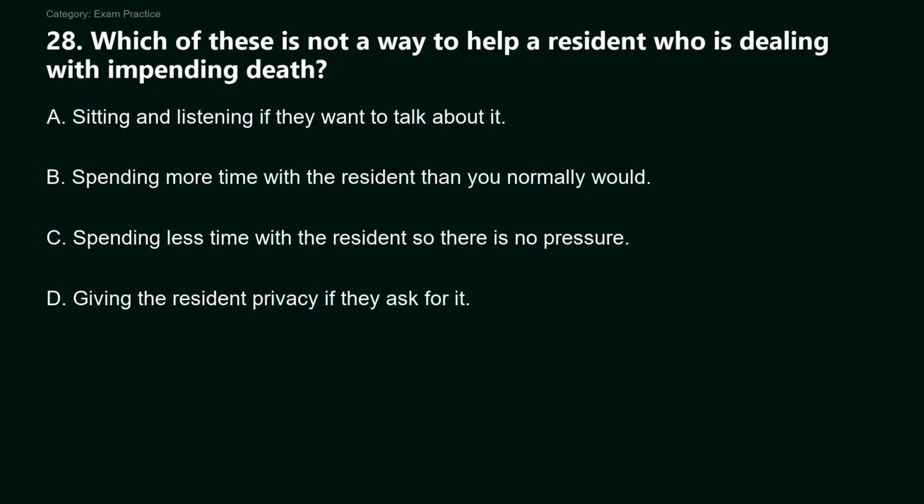Question 28. Which of these is not a way to help a resident who is dealing with impending death? Option A, sitting and listening if they want to talk about it. Option B, spending more time with the resident than you normally would. Option C, spending less time with the resident so there is no pressure. Option D, giving the resident privacy if they ask for it.